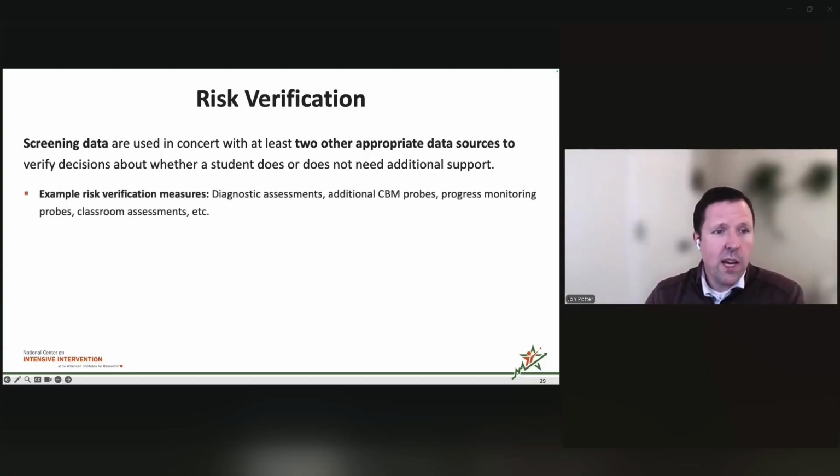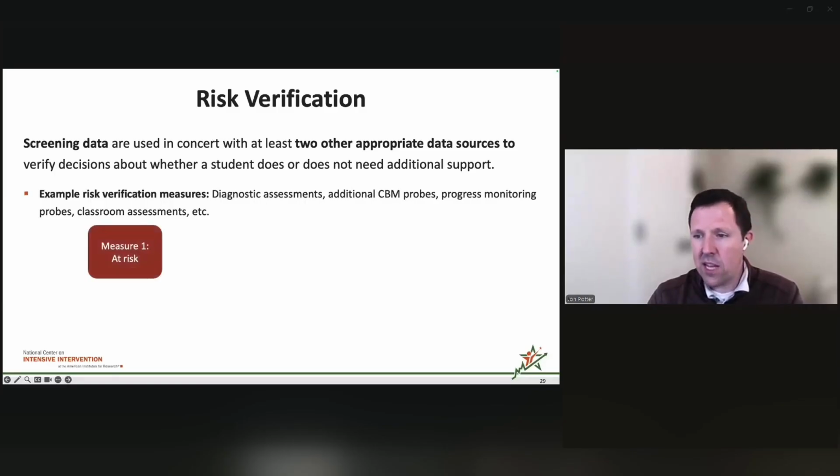And so example measures for early literacy include, maybe it's a diagnostic assessment like a phonics survey or phonemic awareness assessment. Maybe it's additional curriculum-based measure probes. Maybe it's a progress monitoring assessment. Maybe it's classroom assessments. But you want to have some agreed upon. We're going to use these couple other data sources to make sure that kids are actually at risk. And so what does that look like?